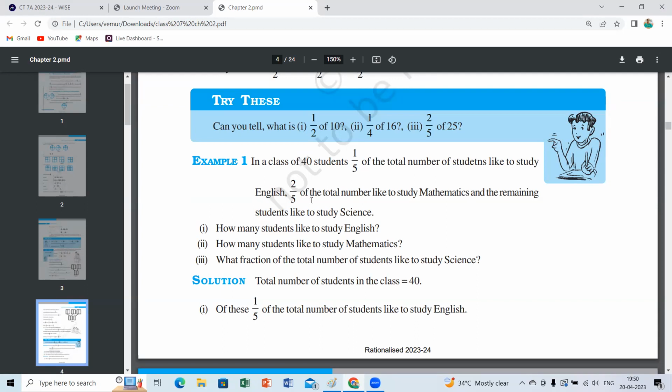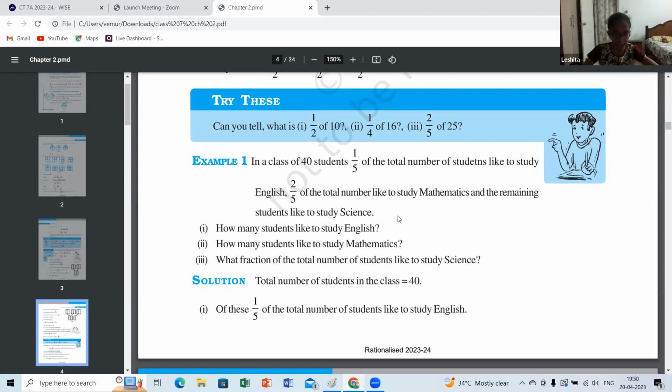32, right? 24. So this is 24 students together. The remaining students like to study science. How many students study science? Out of 40, 24 like both English and math. Remaining are science. That means how many are science? 40 minus 24.